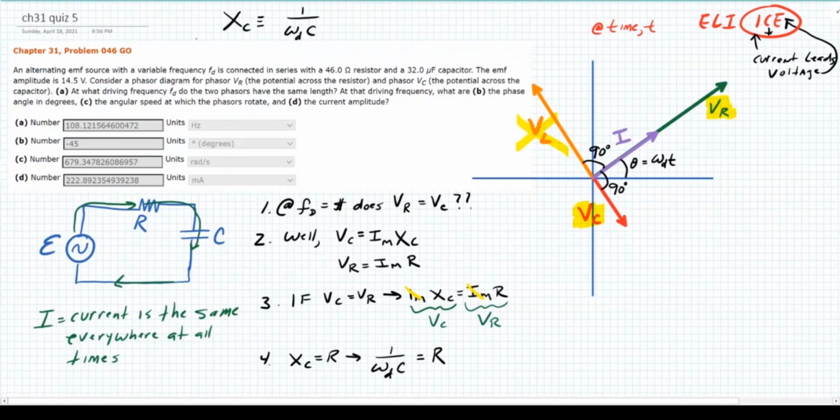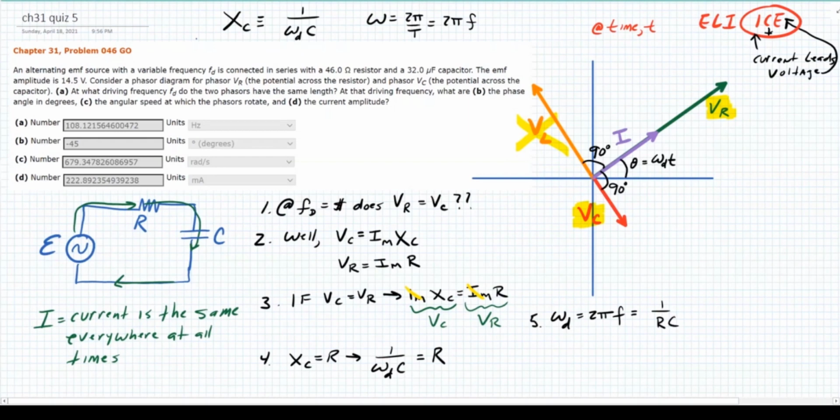Okay. Number 5. What am I solving for? I'm solving for the driving frequency. So that means omega D, and by the way, omega D does still equal 2 pi F, birth of a radian. Omega is 2 pi over T, or 2 pi F, since F and T are always reciprocals. So I have omega D is going to equal 1 over RC.